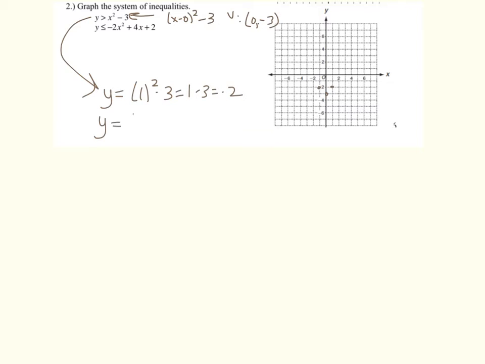And I'll plug in 2. I'll get 1. I'll mirror that on the other side of the vertex. And I'll do one more point, because with systems, it's really important to have a very accurate graph so you can see where they intersect. So 3, we're all the way up at 6. Again, dashed curve, because we can't be equal to.